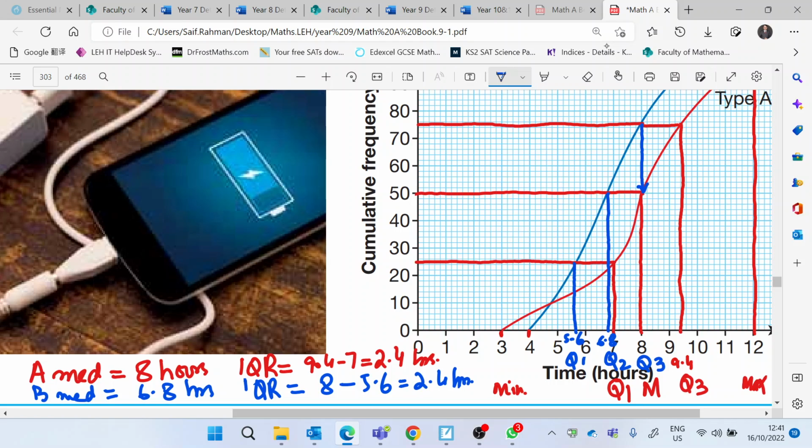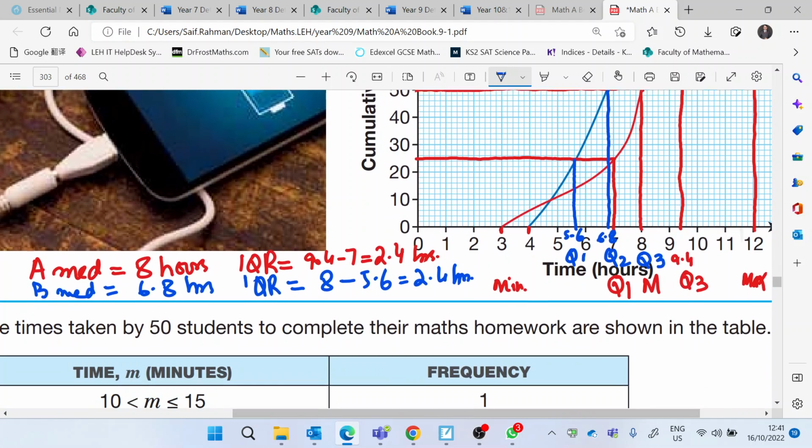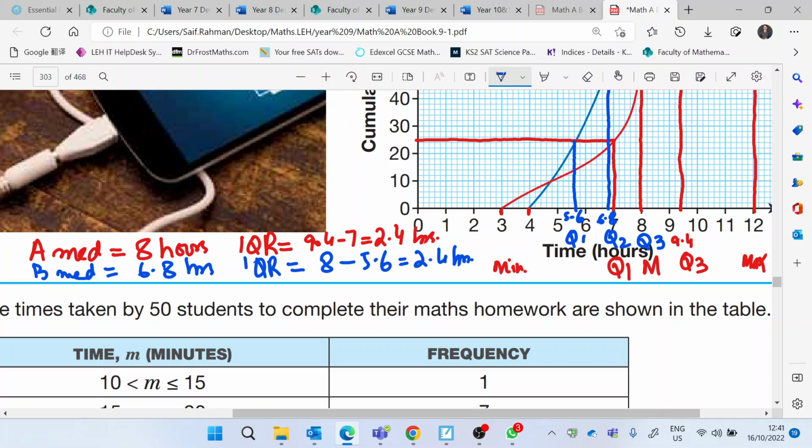Okay, so the interquartile range of both of these is the same as we can see here, but the median of A is more. It is a longer time of 8 hours, whereas the median time of B is less. If you want to investigate further, you can draw the IQR on the box plot, and with the box plot you can have a clear idea about their time.